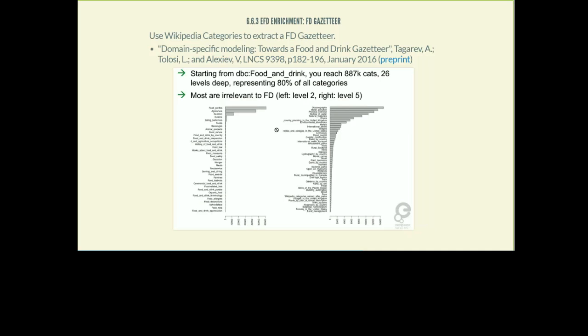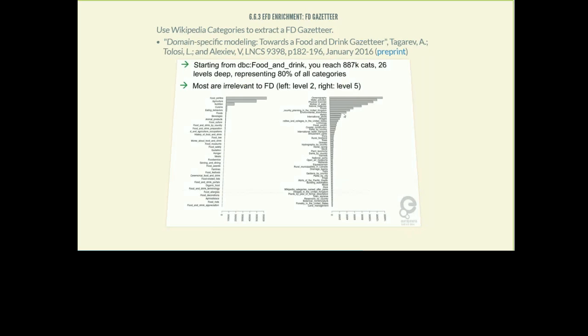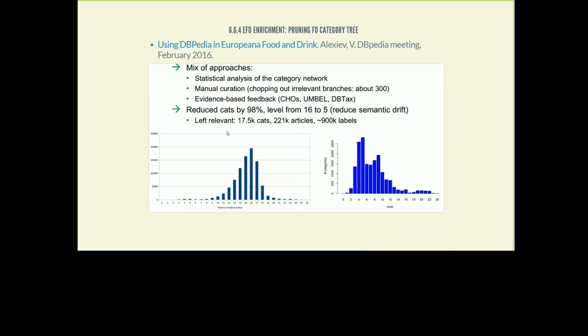And the top here is food politics. If we look at categories that are 5 levels down from the root, it's oceanography and physical exercise and stuff that really is not about food and drink. And the reason for this is semantic drift. I guess I'll go about 10 more minutes.